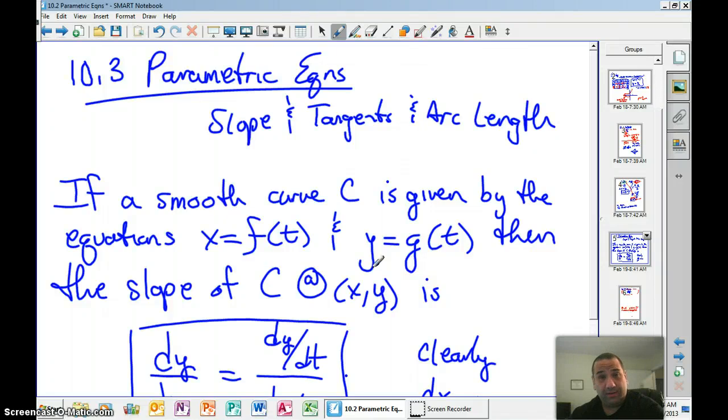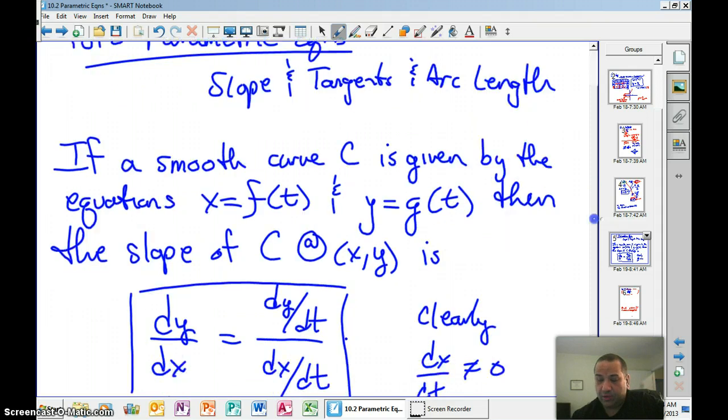All right, good morning. This is calculus, and this is 10.3, parametric equations. But now we're going to start taking some derivatives and showing you how to find slopes and arc length. So if a smooth curve C is given by the equations x equals a function of t and y equals a function of t, all right, g of t, if you will.